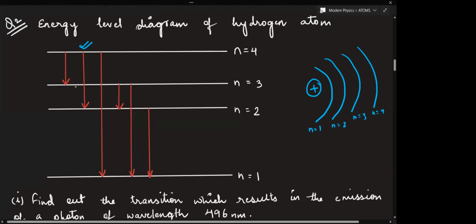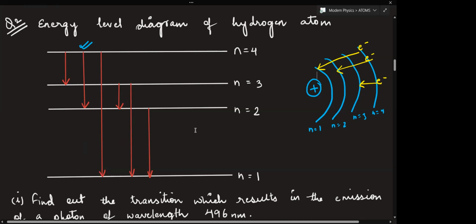From the fourth one to the n is equal to 3 level. That is when the electron is transiting from this level to this level. This is represented by this. Then for this, n is equal to 4 to n is equal to 2, meaning the electron is jumping from the n is equal to 4 level to the n is equal to 2 orbit. Similarly, for this, we have n is equal to 4 to the ground state, that is n is equal to 1. So whatever theory you have studied has been represented in this energy level diagram.